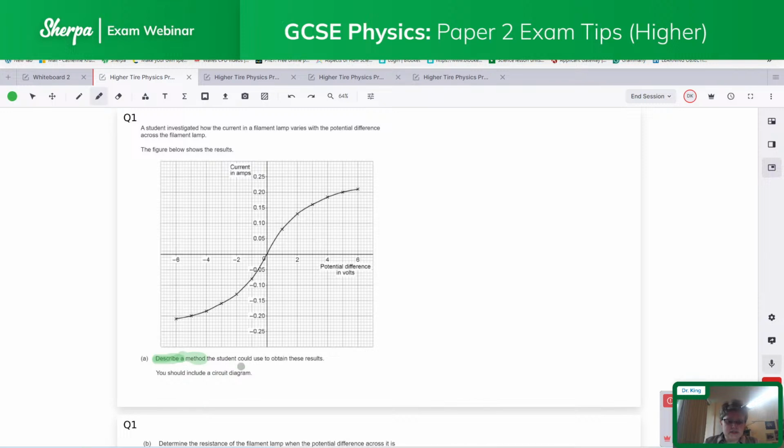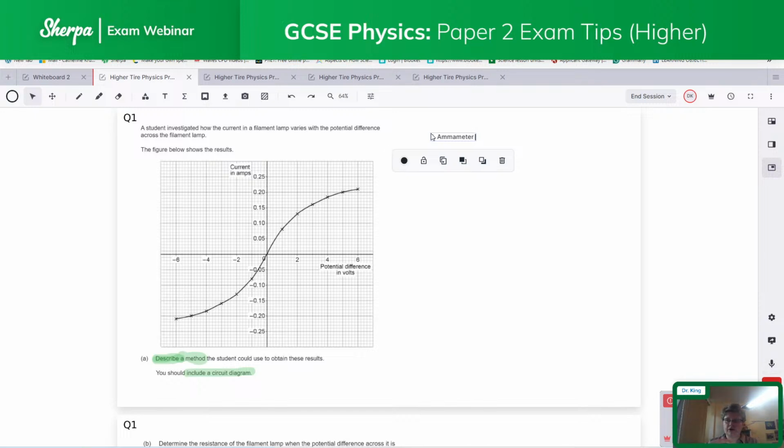The other thing in that question, apart from describing the method, is to include a circuit diagram. You will not be able to score 6 or 5 points if the diagram is not included. So let's start with what is required to assemble to measure what we need. We measure current, so the first thing we will need is an ammeter.